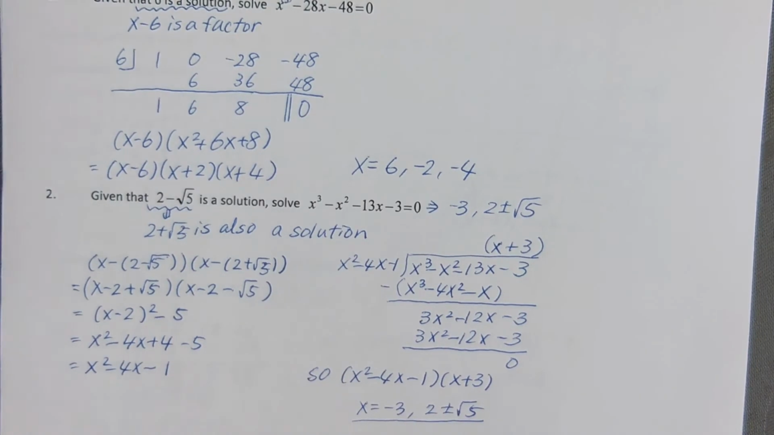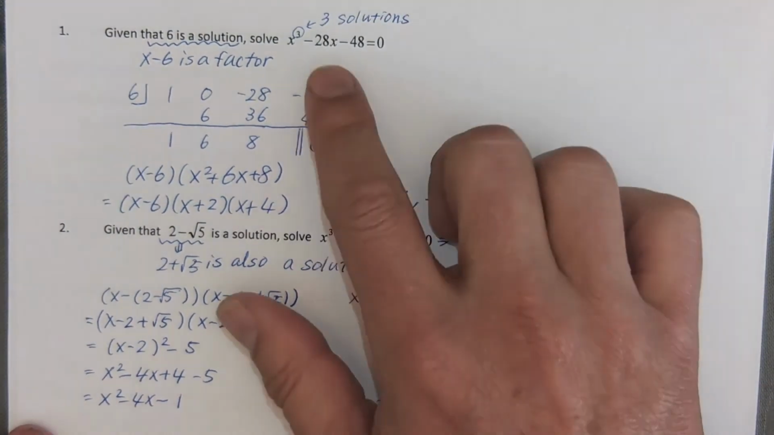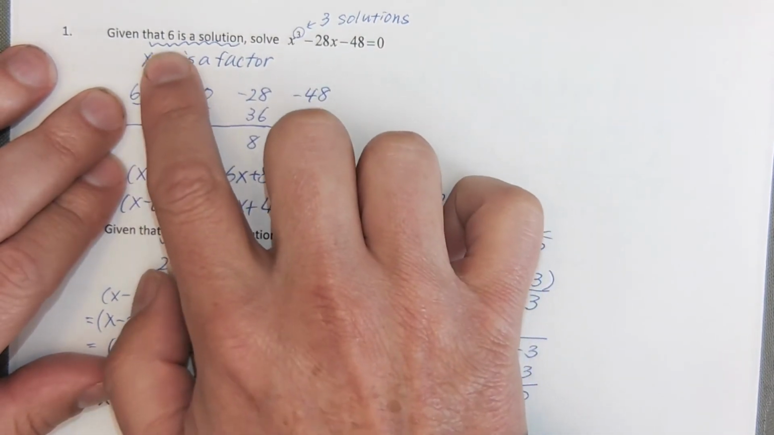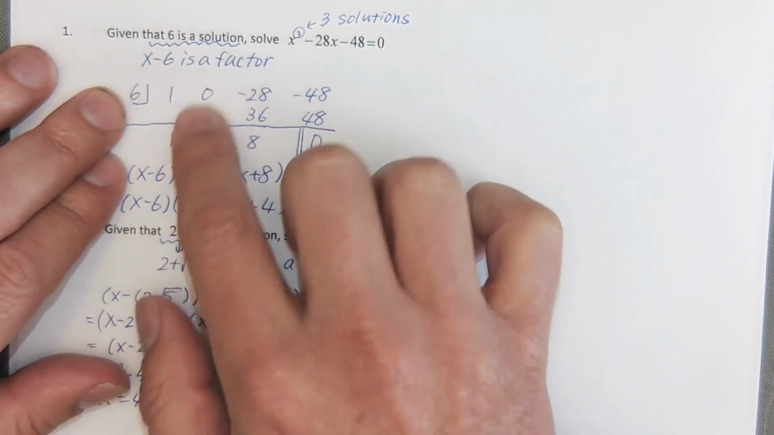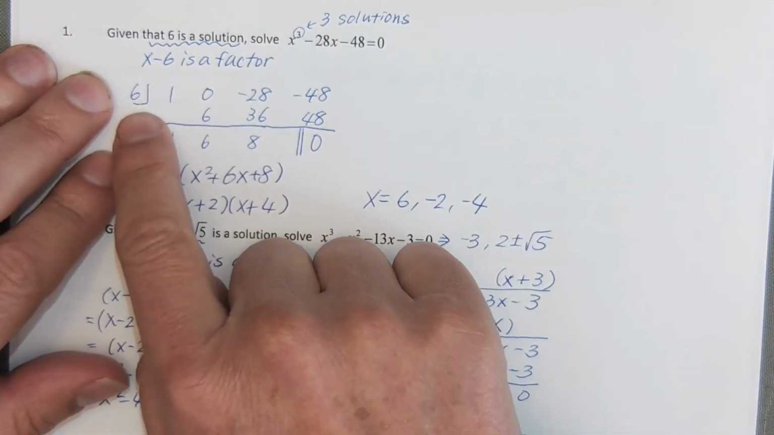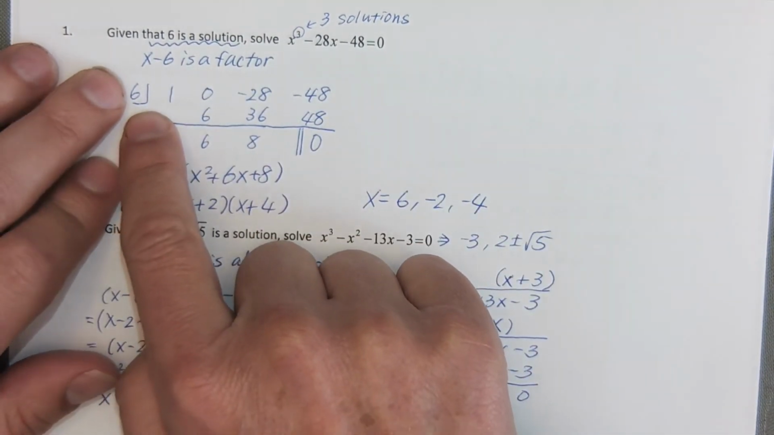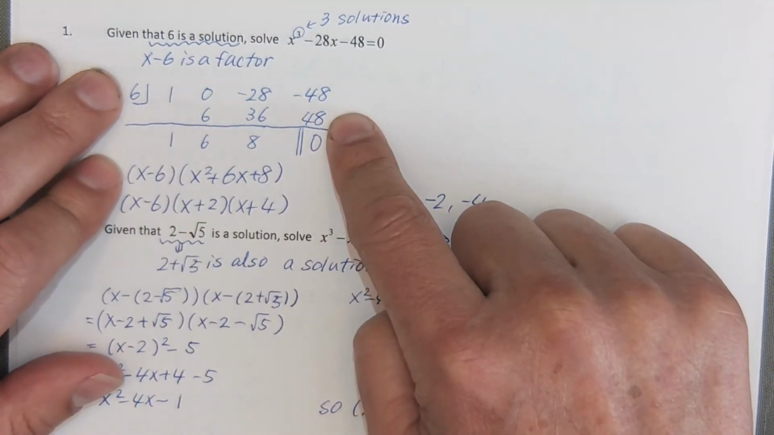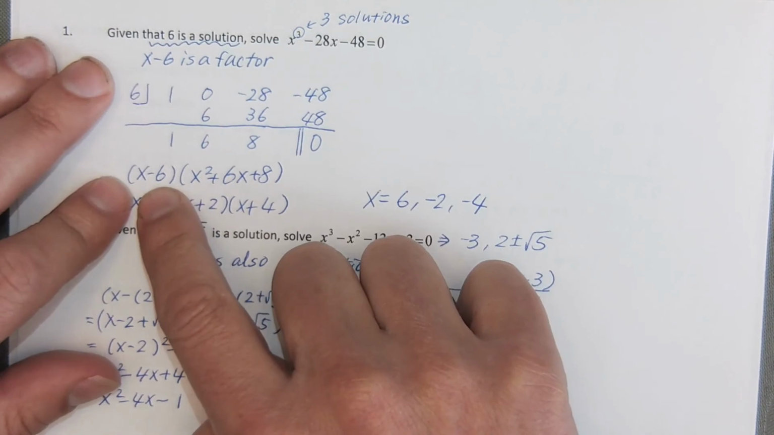So given that 6 is a solution, we're going to solve this. Since x minus 6 is now a factor, then by the previous theorem, if we divide out this polynomial with this here, we should get a 0 remainder, which we do. I quickly did synthetic division here, so x minus 6 is definitely a factor.